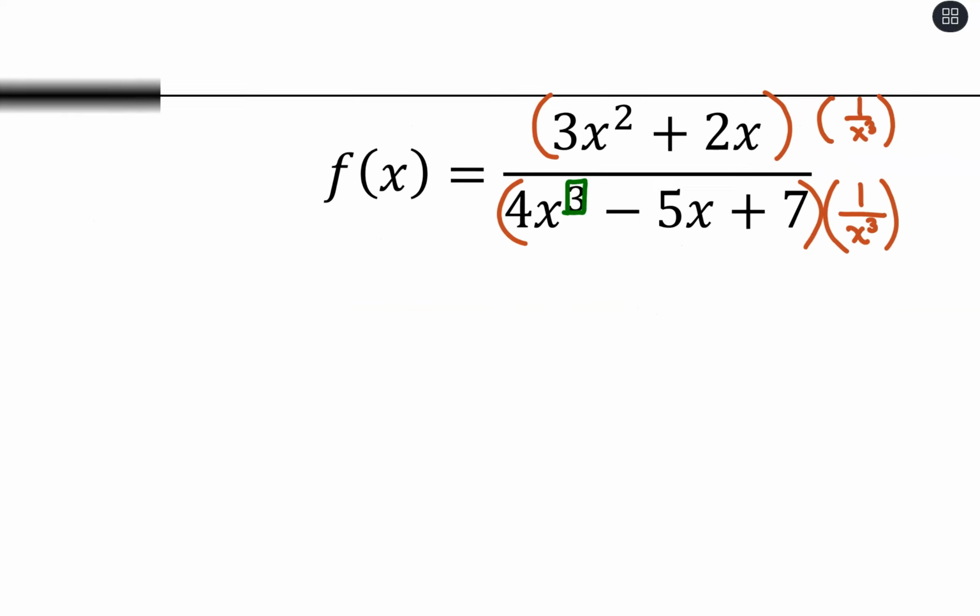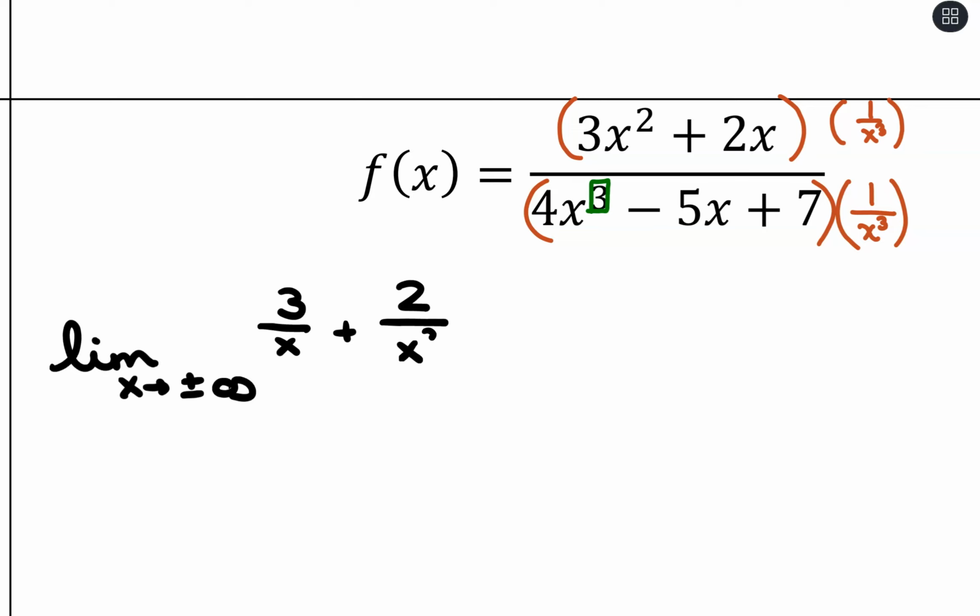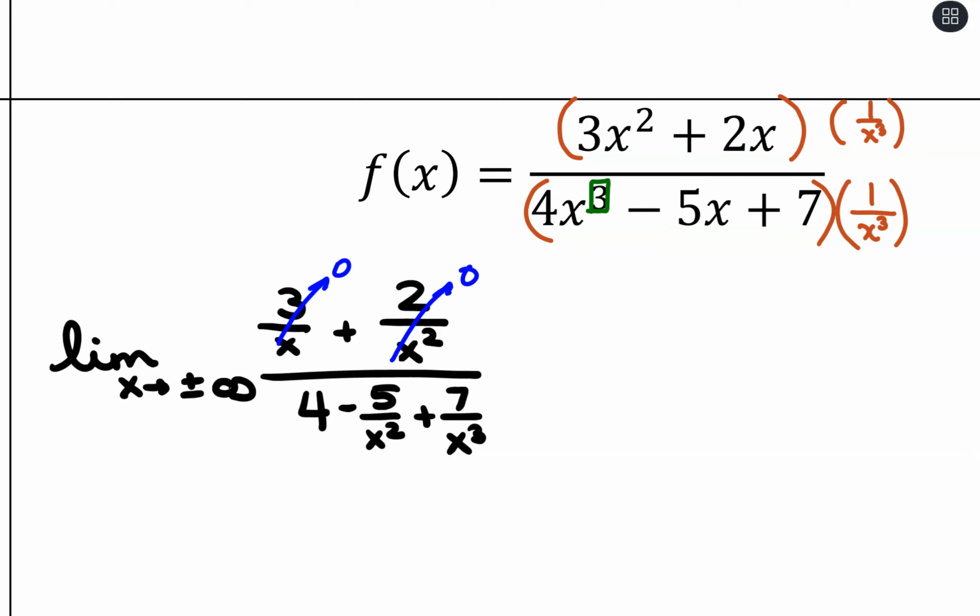So that means I am evaluating the limit as x approaches plus or minus infinity of 3 over x plus 2 over x squared, divided by 4 minus 5 over x squared plus 7 over x cubed. Basically, all of those spots where we're plugging in x in the denominator, if we're plugging in infinity in the denominator of anything, that turns into a 0. Turns into a 0, turns into a 0, turns into a 0.